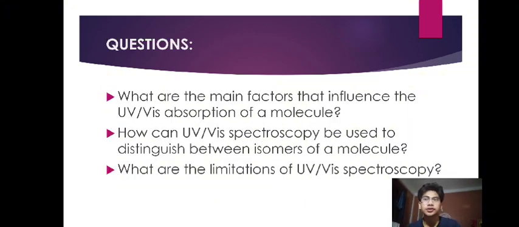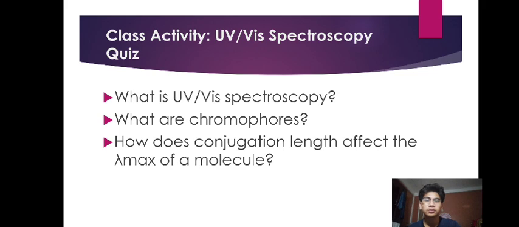Now for the class questions. What are the main factors that influence the UV visible absorption of a molecule? Then, how can UV visible spectroscopy be used to distinguish between isomers of a molecule? And lastly, what are the limitations of UV visible spectrometry?